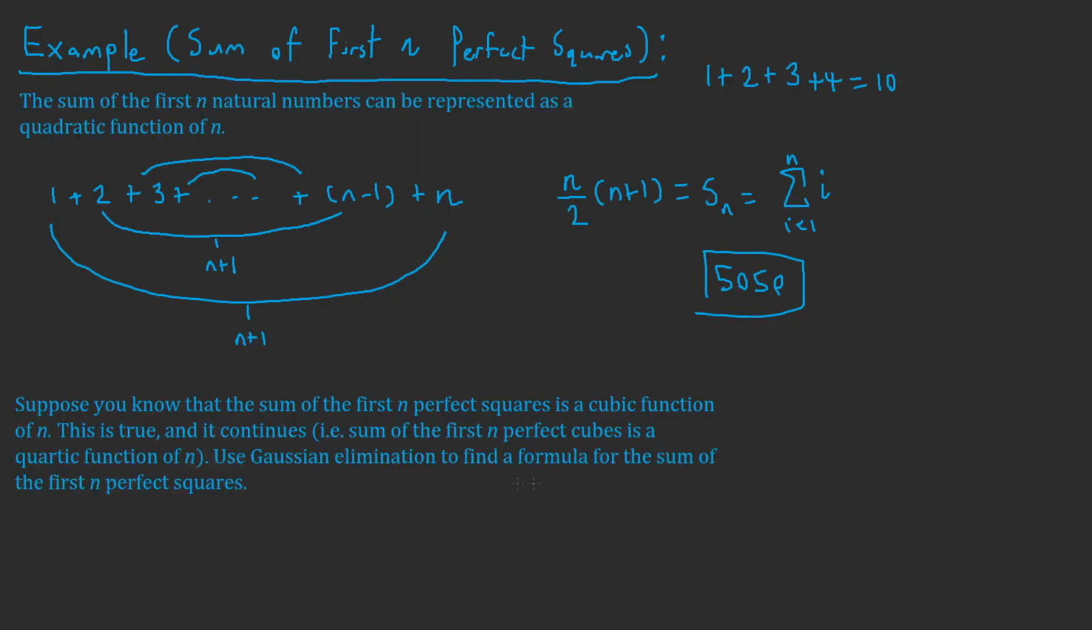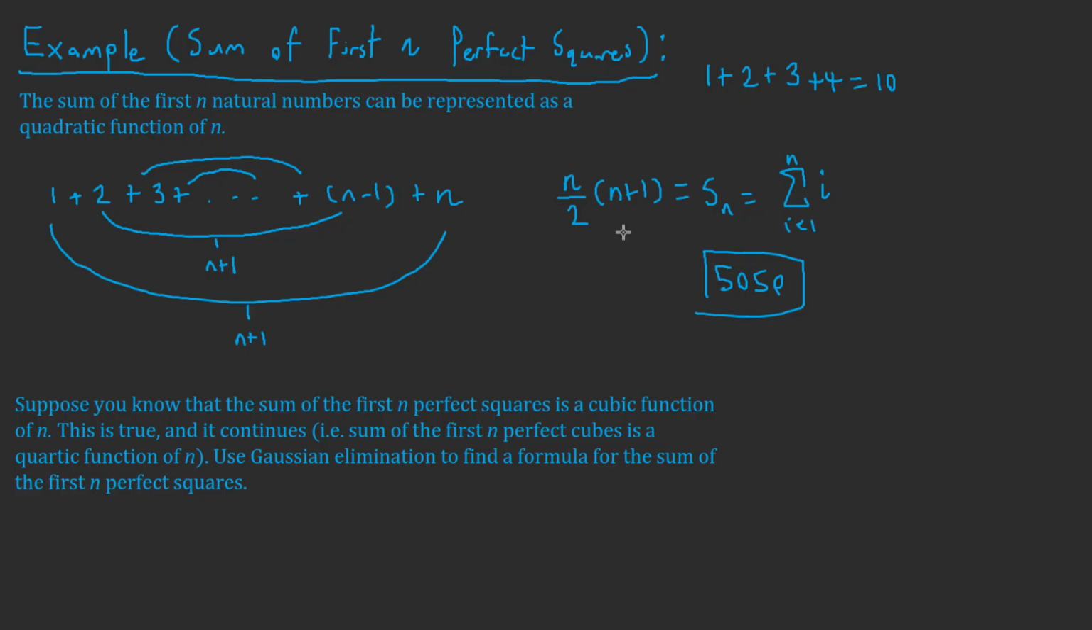Now, suppose you know that the sum of the first n perfect squares is a cubic function. So the previous result is a quadratic function because I could write this instead as n squared over 2 plus n over 2, right? This is a quadratic function of n. That's what I mean by that. This is just a nicer way to write it, and it's more intuitive when you have the story that comes with it.